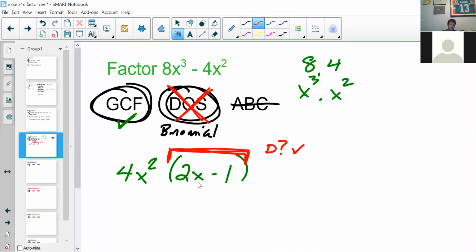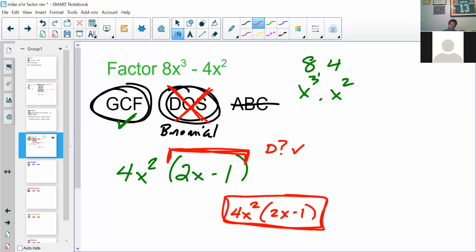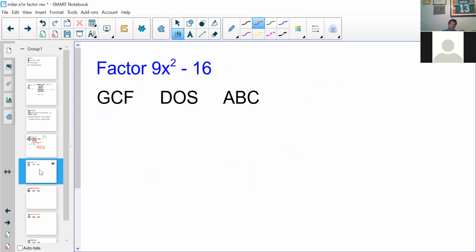By the way, x is not a perfect square. 1 is a perfect square, but not 2, not x. So we can't do difference of squares. When it comes down to it, the final factored answer for the original would be 4x squared times the quantity 2x minus 1. We move on to the next one.